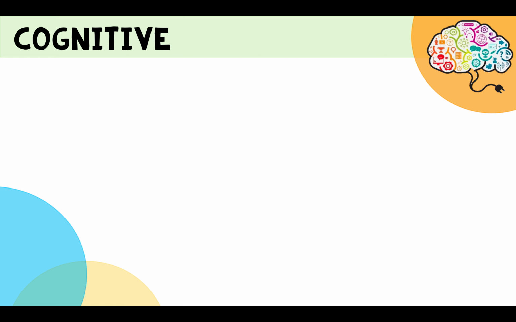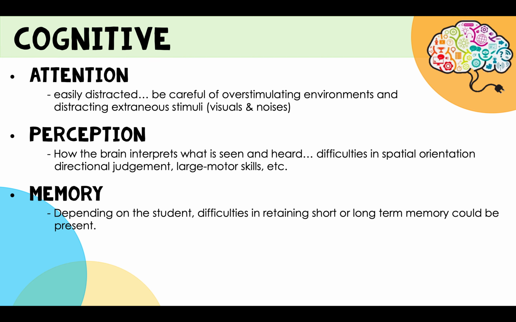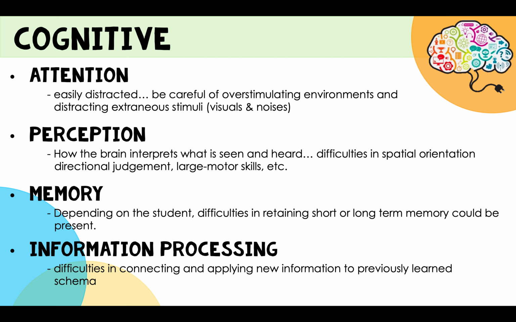Students with learning disabilities may have cognitive weaknesses in one or more areas, including attention, perception, memory, and processing. Attention. Some students can have difficulty attending to tasks at hand when they are in an overstimulating environment. While they may have reading material they are to be reading, there may be extraneous stimuli that is distracting them from doing their assigned work. Students with attention difficulties may get easily distracted in their environment from visuals and sounds around them.